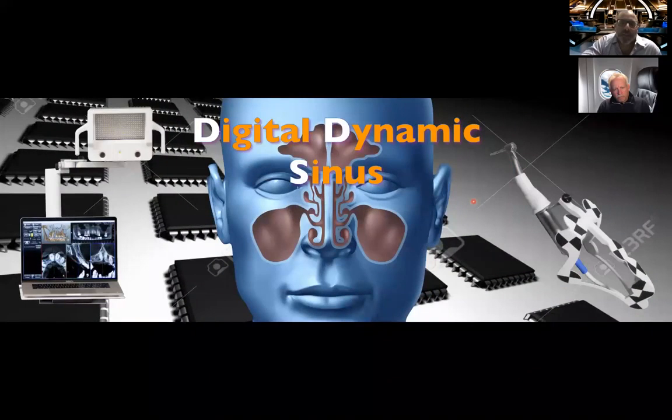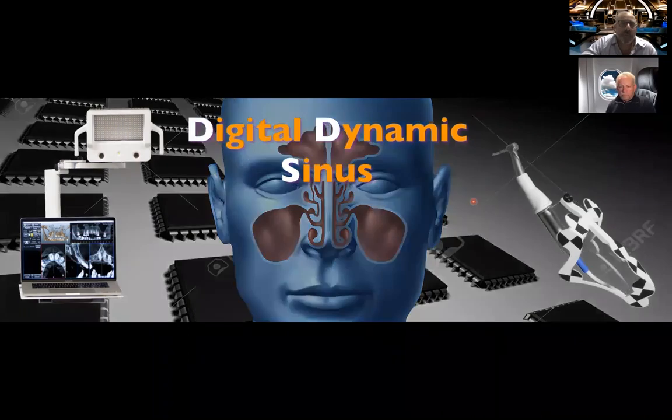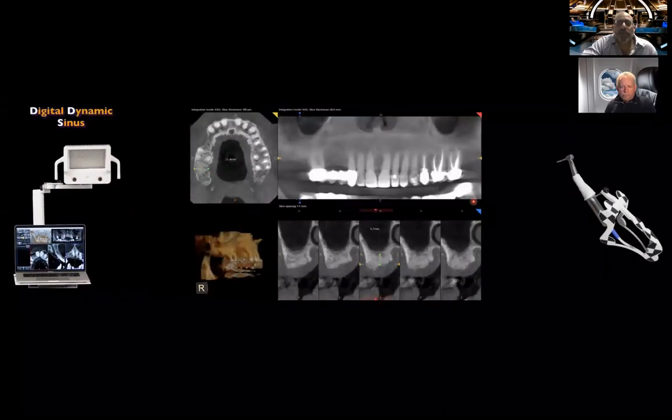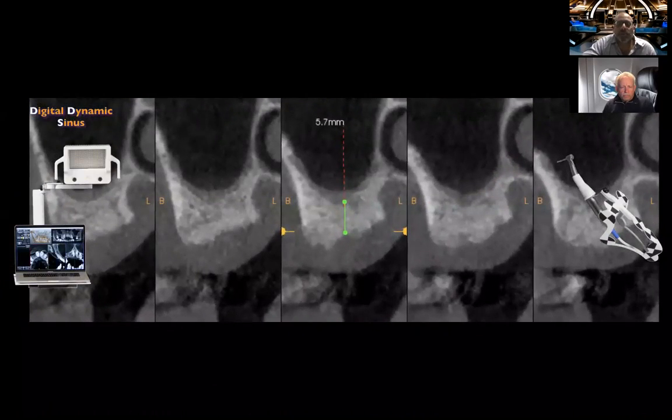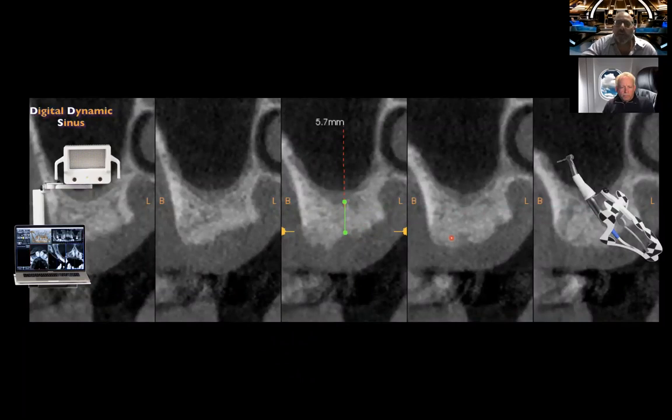Let's talk about the digital dynamic sinus. How can we use this for the maxillary sinus? So using the same methodology, we have a case here. This is a nice case to start with. We have about 6 millimeters worth of residual height. We have plenty of width. It's an easy case for me to start trying to work on a sinus lift, because worst case scenario, if I perforated or something like that, I can just place a shorter implant and wider implant if I wanted to. So it was a good case to start out on.